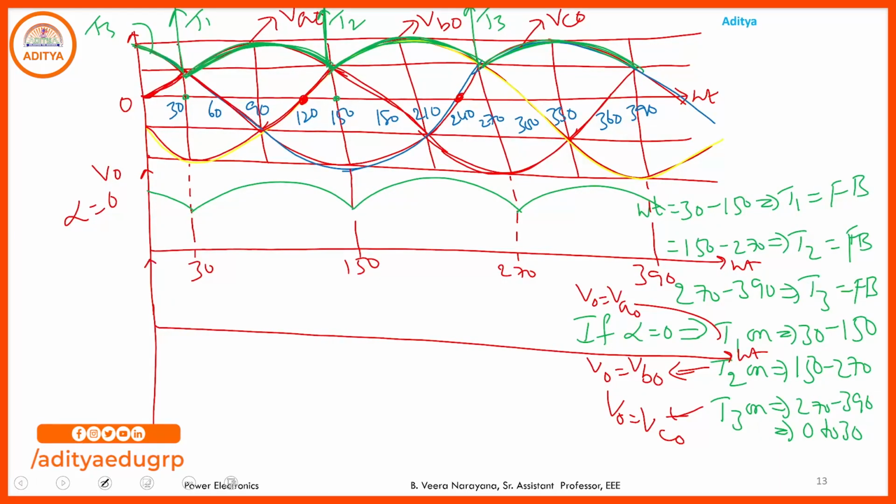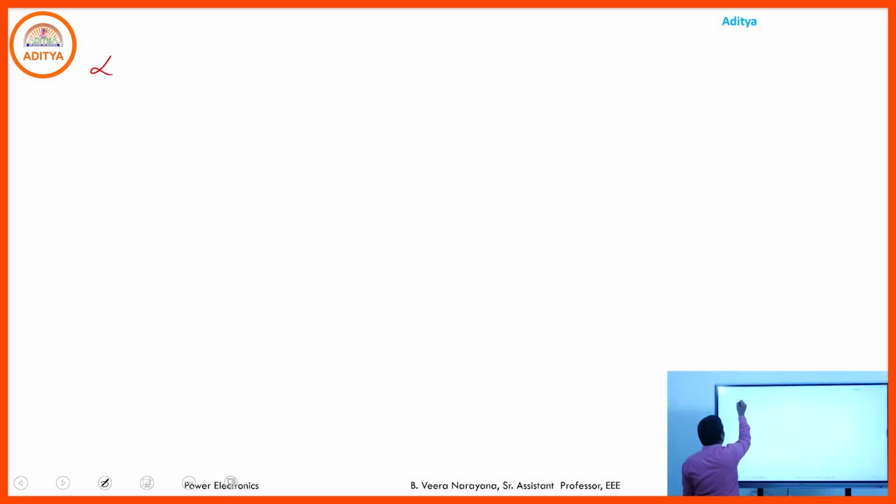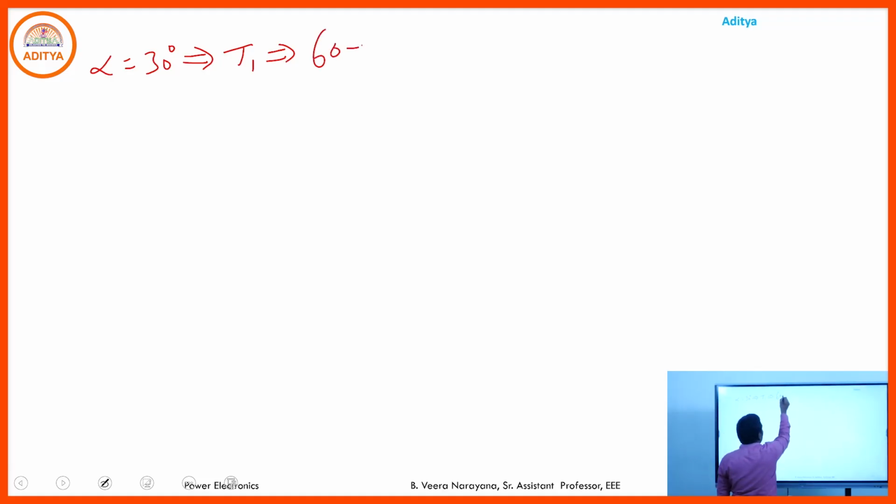Here I just want to try to draw the output voltage waveform for alpha equal to 30 degrees. If you take alpha equal to 30 degrees, where T1 is in the on state, as already said, we have 30 degrees by default. Why? Because in the previous case, alpha equal to 0, T1 is on at 30. So if you take alpha equal to 30, T1 comes to the on state at 30 plus 30, 60 degrees. So from 60 to 180.